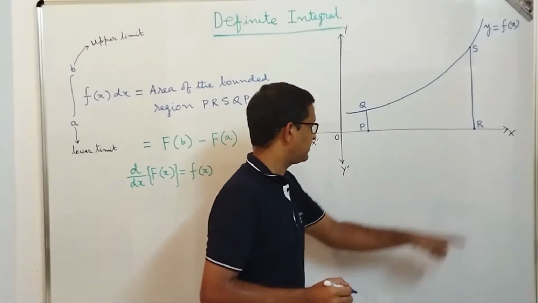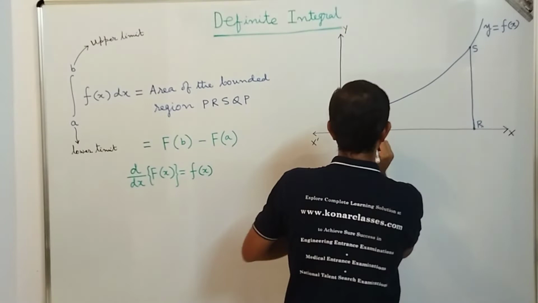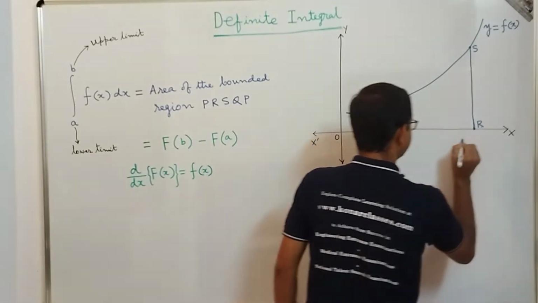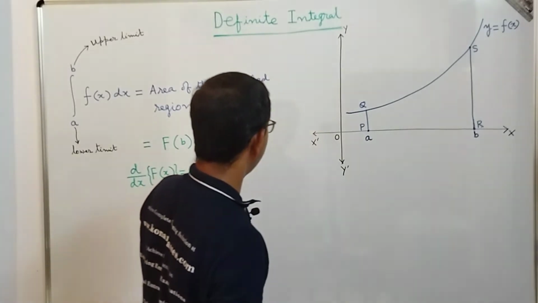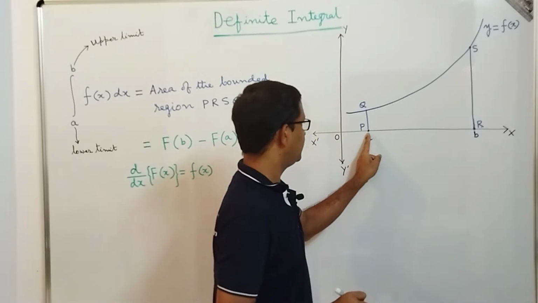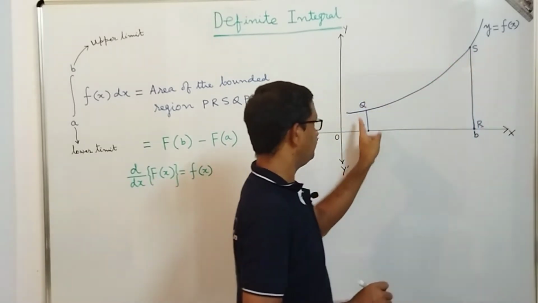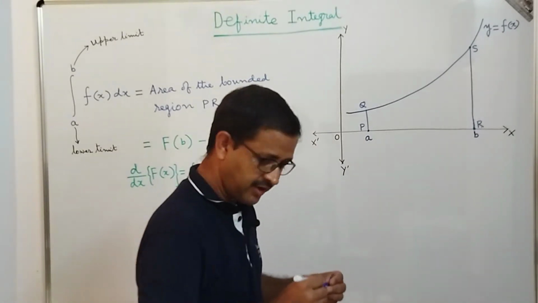So here is the diagram. As you see, this is the point A, this is the point B, okay. And what we are going to do, dear students, is find the area of the bounded region PRSQP.